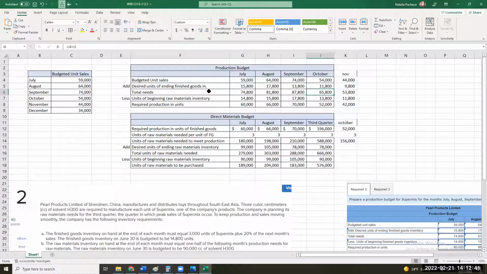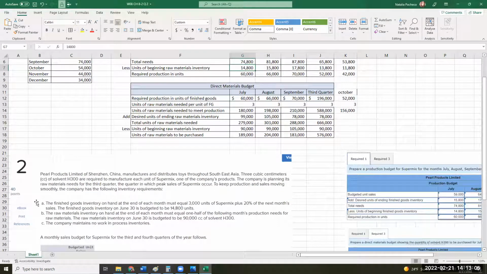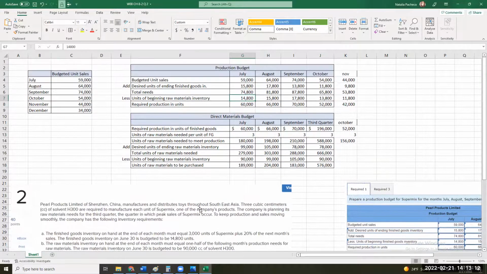So the total needs is going to be adding the budgeted unit sales plus the desired units of ending finished goods inventory, just like that for all of them. And then we're going to subtract the units of beginning finished goods inventory. It says in A that the finished goods inventory on June 30th is budgeted to be 14,800 units. That's the number I got.